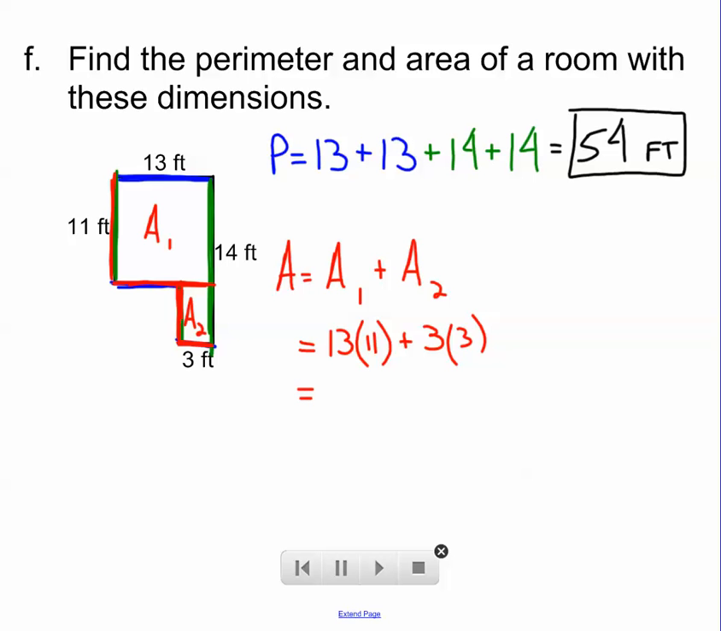Okay, so the area of the first rectangle, the big one, is 143. The area of the second rectangle, the smaller one, is 9. And when you add them together, you have 152 square feet for the total area of this figure. So break it up into shapes you can find the area of, and then add those areas together.